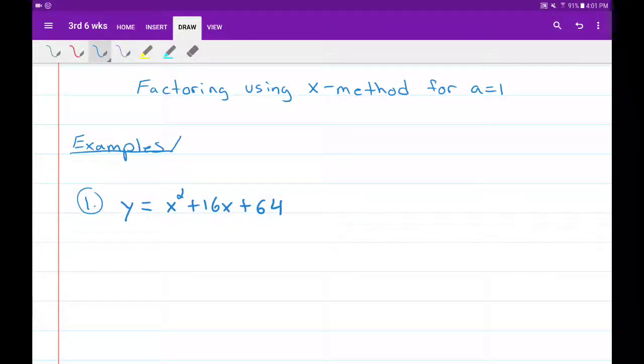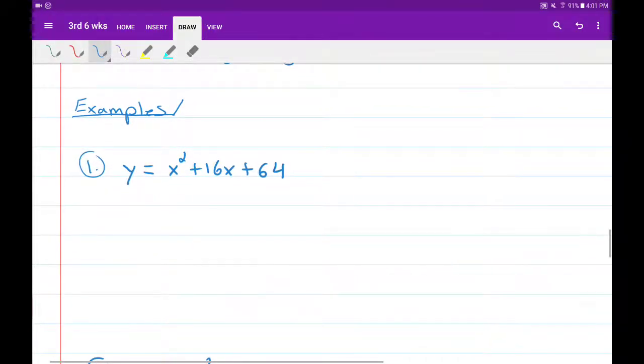All right, here we're going to factor using X method for examples where A is equal to 1. So here's example 1 from our notes. We want to first make sure it's in standard form, which it is. Then we want to check for GCF. There is not one. So then step 3 is we're going to use the X method.